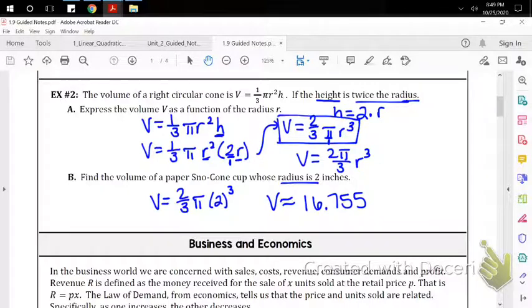Alright, so if you're going to round to 3 decimal places, make sure you label. Volume, we know it's going to be in inches from the problem, and volume is always in cubic units. And so there is our answer.